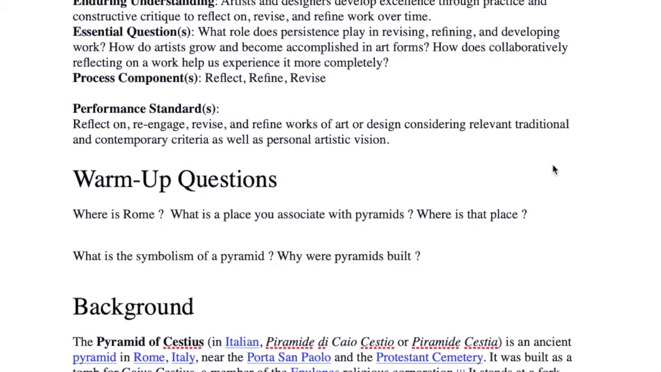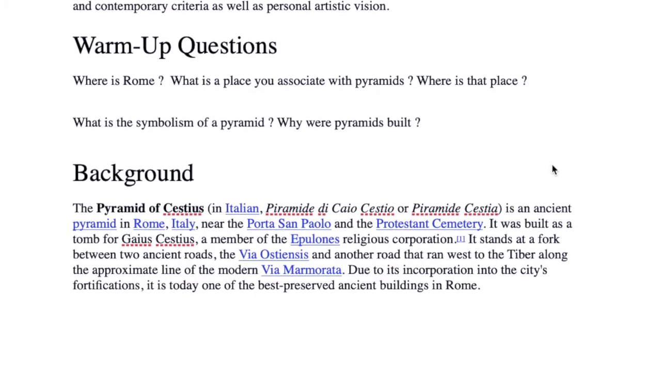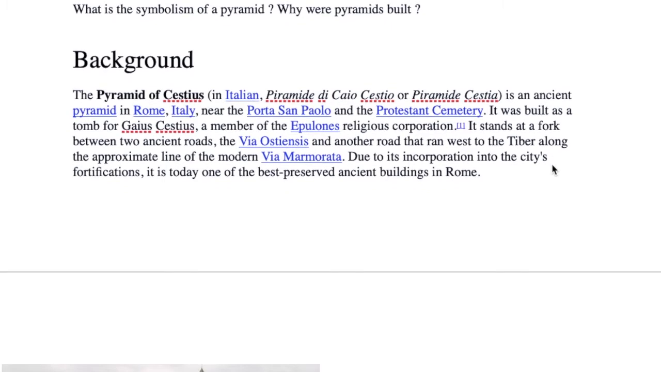Warm-up questions. Where is Rome? What is a place you associate with pyramids? Where is that place? What is the symbolism of a pyramid? Why were pyramids built? So, background for this assignment is the Pyramid of Cestius.